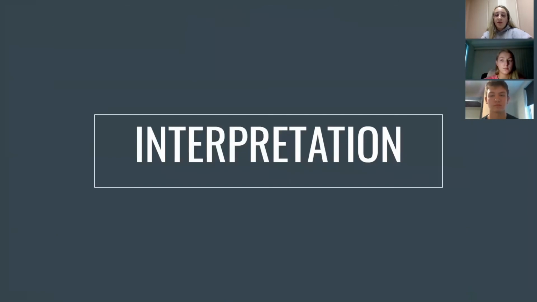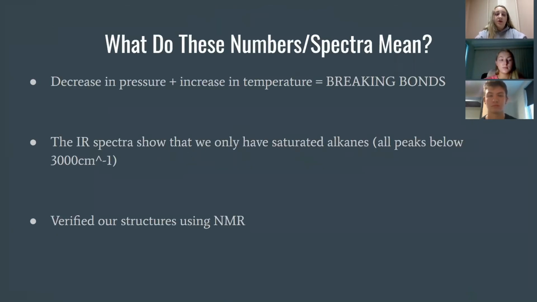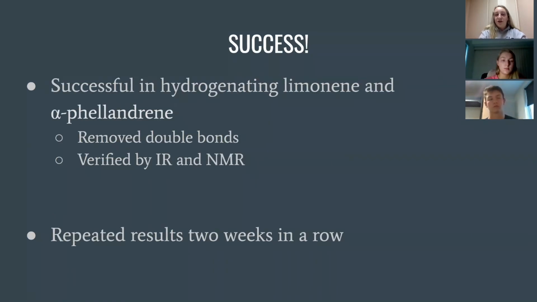So again, what does this all mean? During the hydrogenation, we once again had a decrease in pressure and an increase in temperature, which showed that all of the bonds were breaking. That shows that both the bonds in the cyclohexane broke, and the IR spectra showed that we only have saturated alkanes. It showed that our hydrogenation of limonene and alpha-phellandrene was successful because we removed all of the double bonds and verified using the IR and NMR, and then we repeated our results 2 weeks in a row, and we got roughly the same.